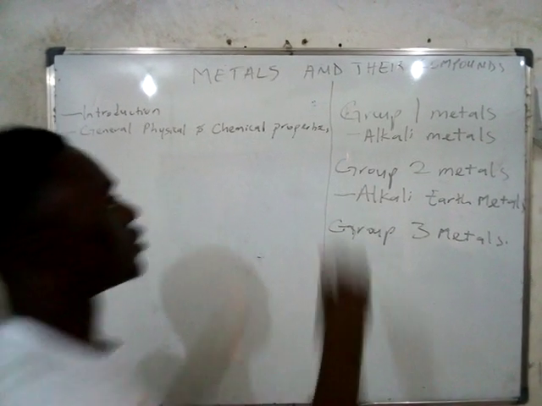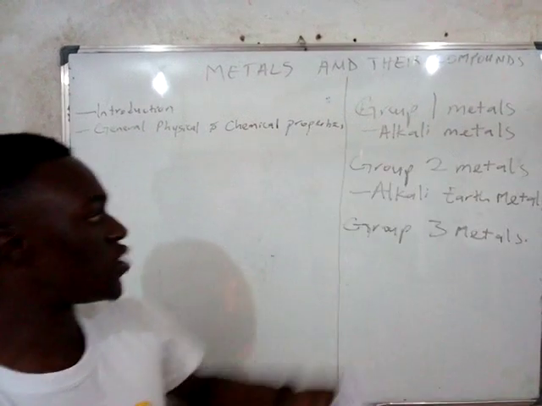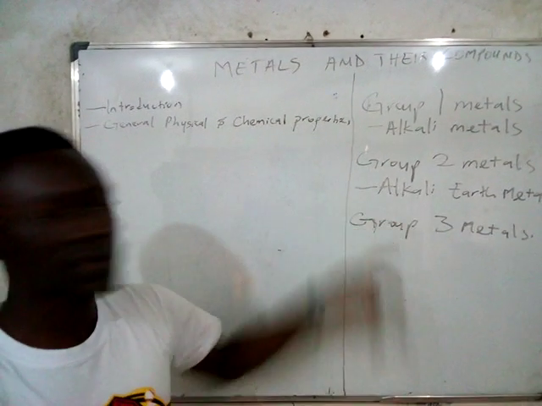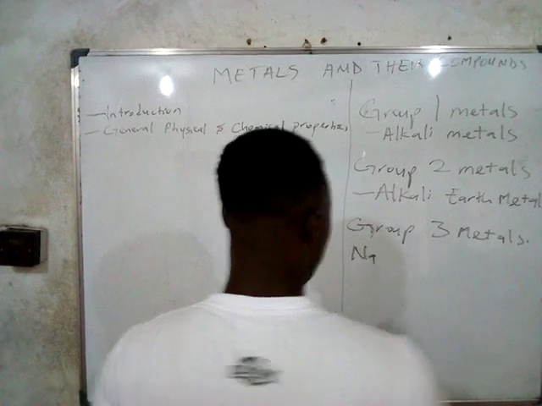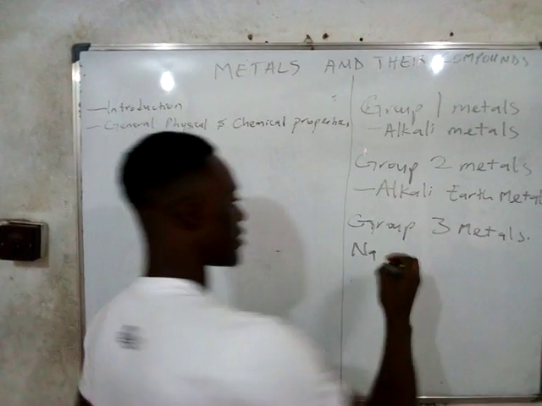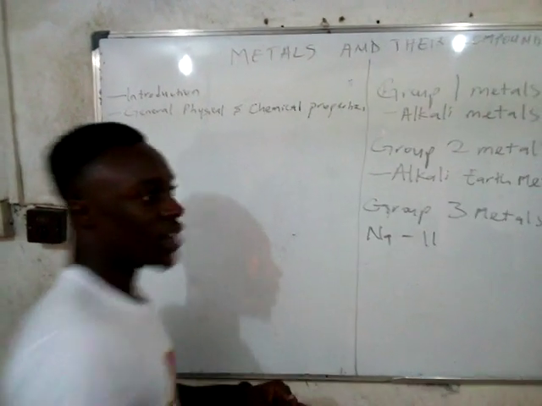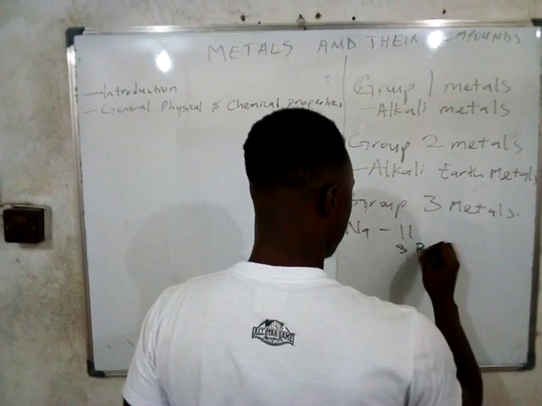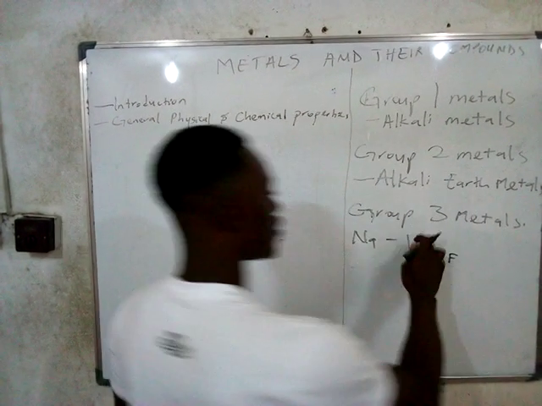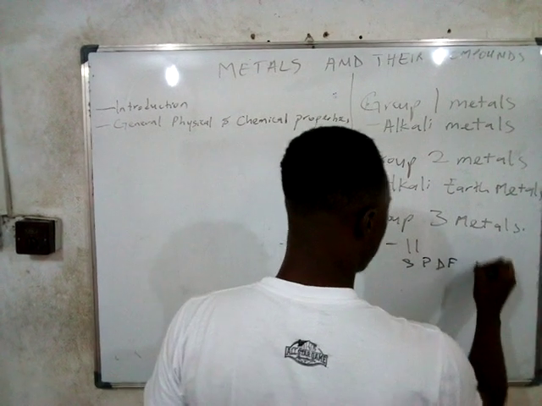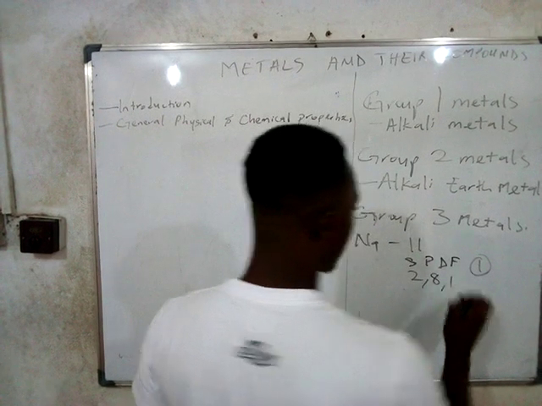Now, by definition, the group 1 metals, also known as the alkali metals, are those metals which have one valence electron on their outermost shell. And a common example is sodium. If you look at sodium, sodium has an atomic number of 11. Based on the SPDF shell arrangement, you see that on the outermost shell, sodium will have one electron, because it's going to be 2, 8, 1.